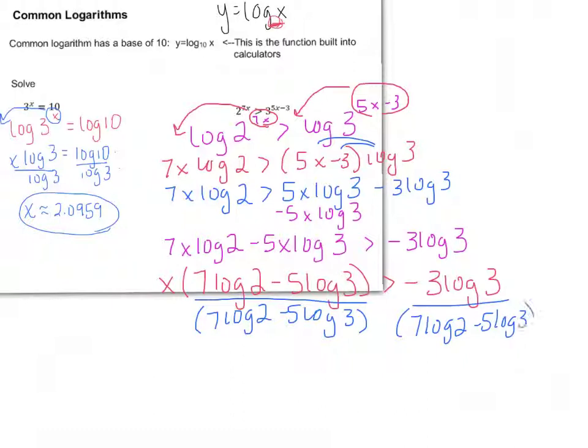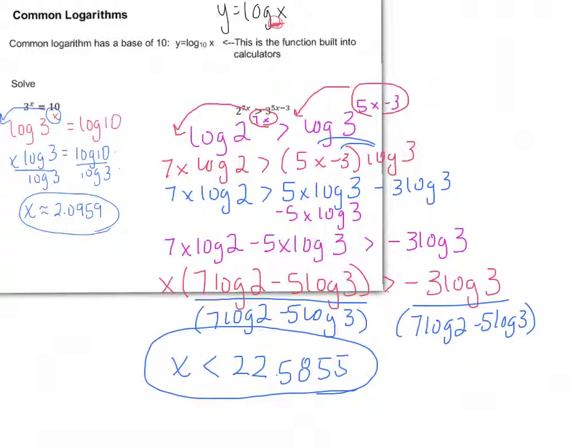Either way, you're going to get the same result at the end. So x is 7 log of 2 minus 5 log of 3, which ends up being a negative value. So we're going to be switching the sign from greater than to less than, and we should get something around 22.5855.